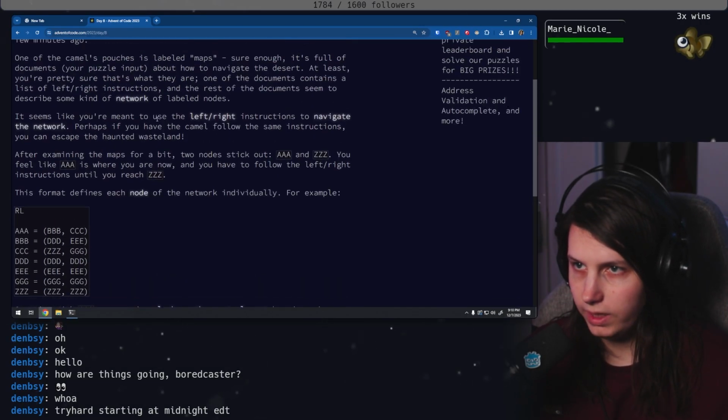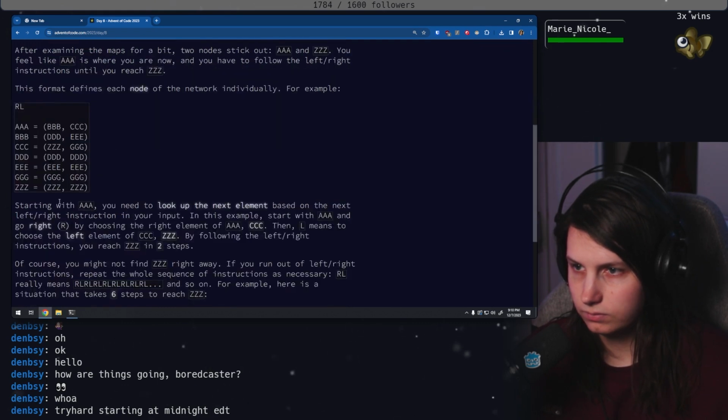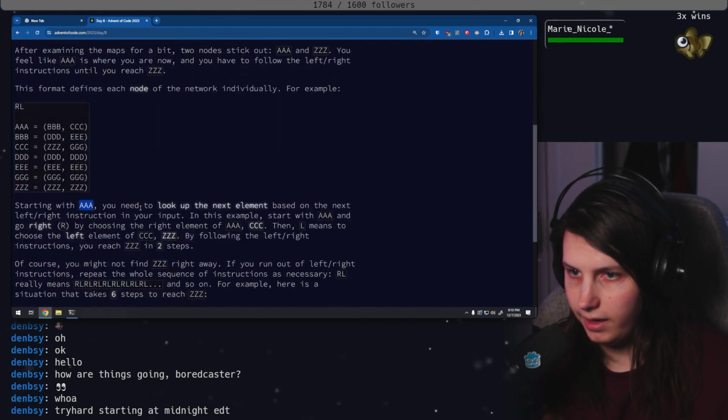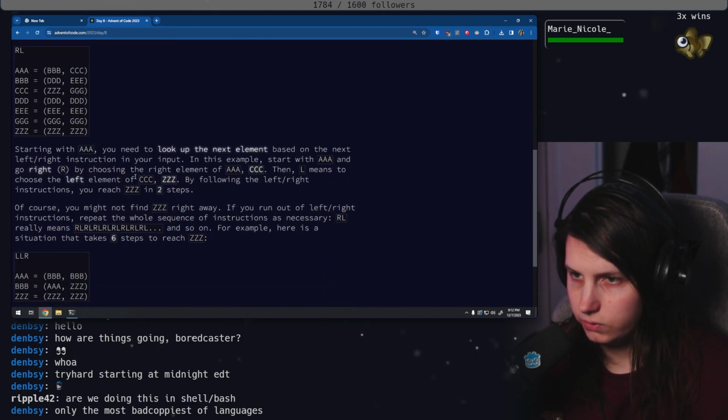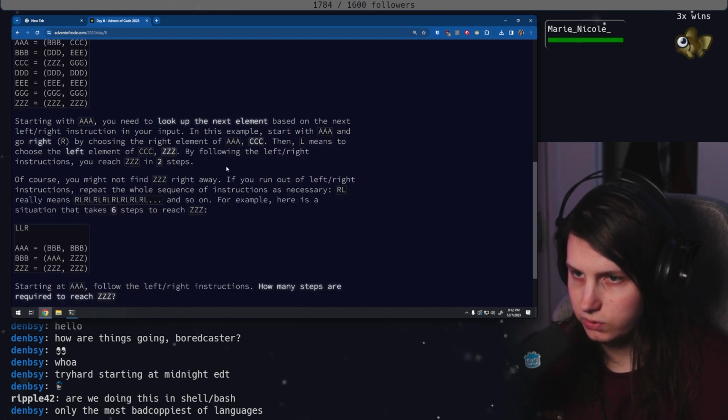Let's see. We have a network. Starting with AAA, you need to look up the next element based on the next left-right instruction in your input. In this example, start with AAA and go right by choosing the right element of AAA. L means to choose the left element of CCC, ZZZ. By following the left-right instructions, you reach ZZZ in 2 steps.